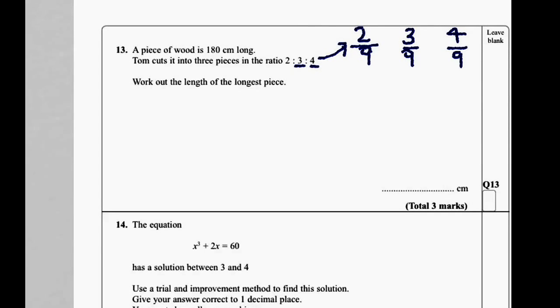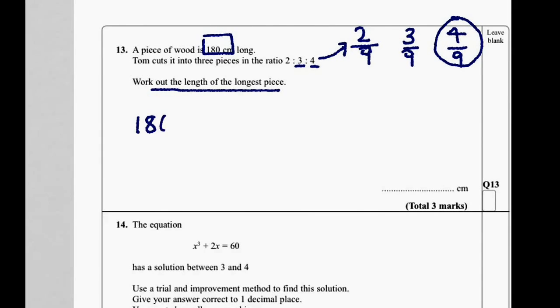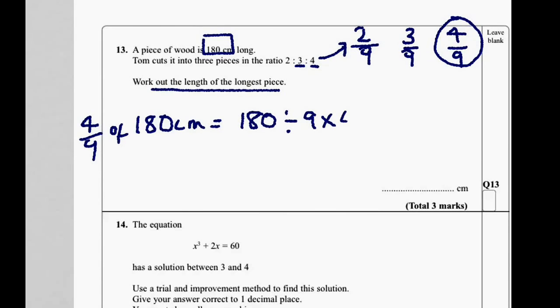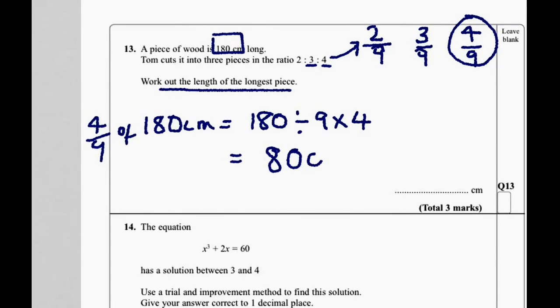So I know, given that I have to work out the length of the longest piece, that I need to work out what 4/9 is of the 180 centimetres. So I want to work out 4/9 of 180 centimetres, which is 180 divided by 9 and times by 4. In fact, I don't need my calculator for that. 180 divided by 9 is 20, times by 4 is 80 centimetres.